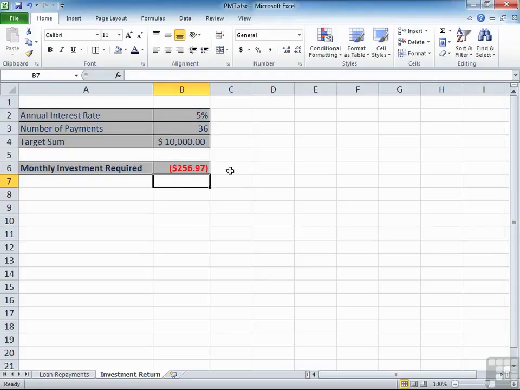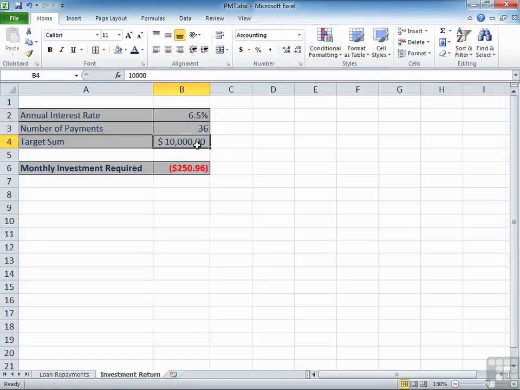And return. And I would need to invest $256 every month in order to reach that target in an account paying 5%. Perhaps I could shop around and get a better rate, get 6%, 6.5%. And the formatting's out and it's rounded up. 6.5%. Over 3 years, to get my 10,000, I would need to put $250 away.